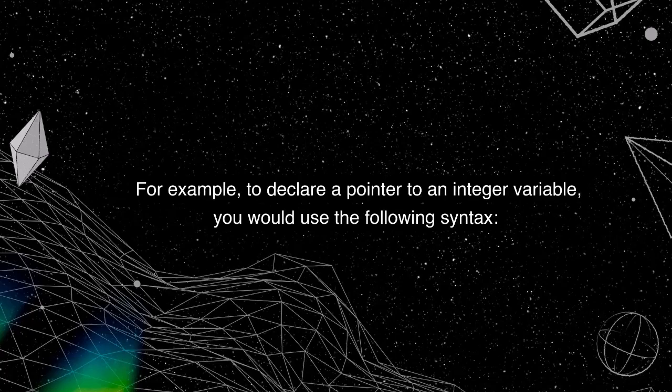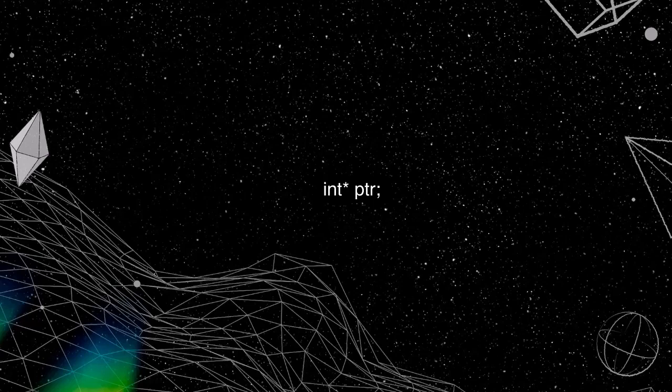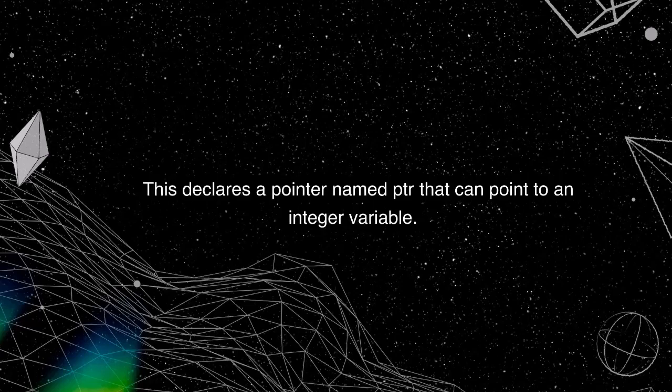To declare a pointer in C++, you use the asterisk symbol. For example, to declare a pointer to an integer variable, you would use the following syntax. int *ptr. This declares a pointer named ptr that can point to an integer variable.